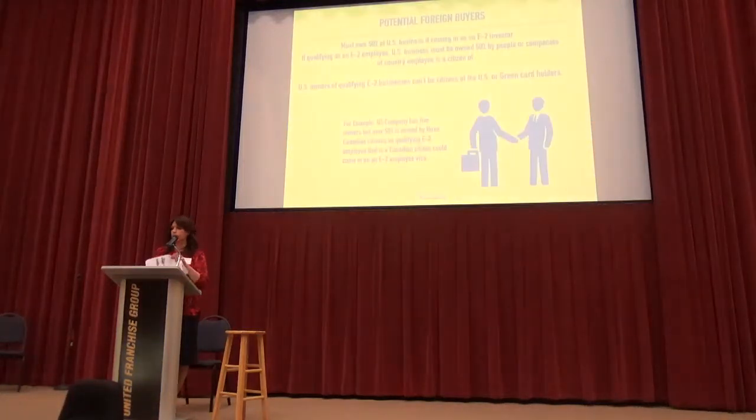Okay, moving along, potential foreign buyers. So the foreign buyer has to own 50%. What does that mean? Let's say you have 4 different people from, I'll use Canada because I work with a lot of Canadians, 4 different people from Canada that own 50% of a U.S. company. The other 50% is owned by a U.S. citizen. That's okay. You can have that. But then you're not bringing in the E2 investor because he would have to own 50% by himself.